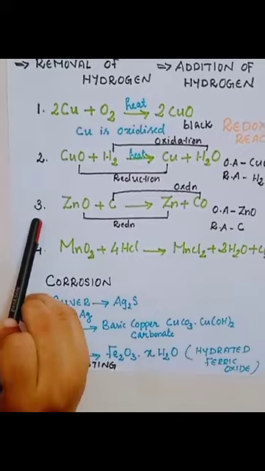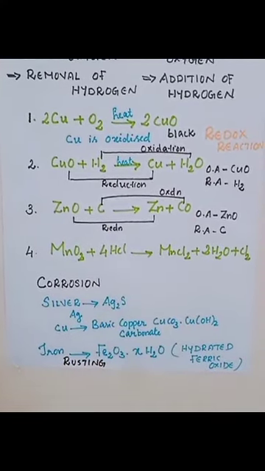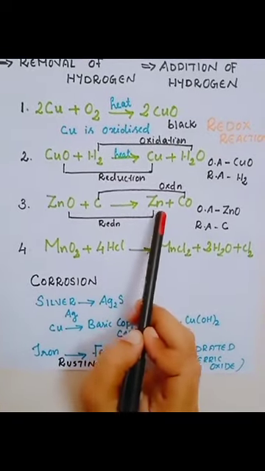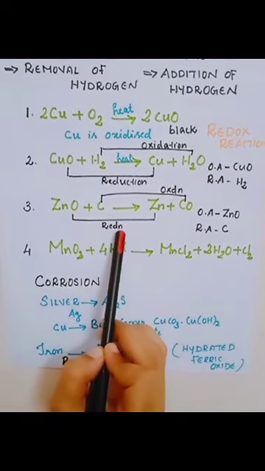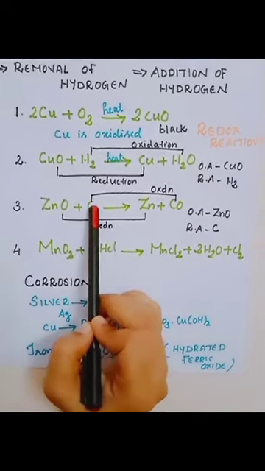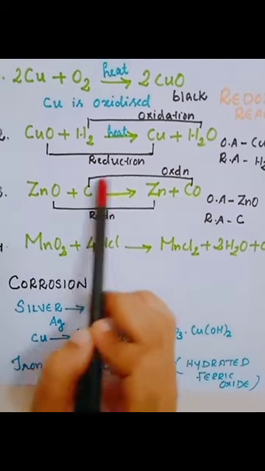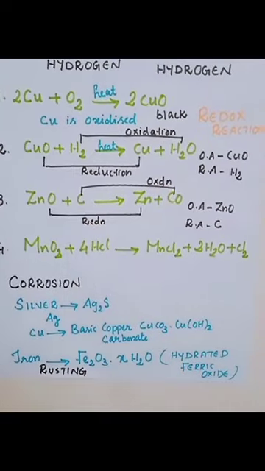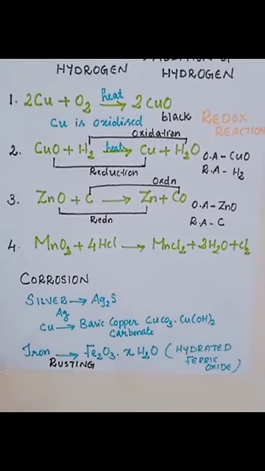Example 3. Zinc oxide combines with carbon to form zinc and carbon monoxide. Here also you can see zinc oxide changes to zinc. Oxygen is removed. The process is called a reduction. Carbon changes to carbon monoxide. That is, oxygen is added. The process is oxidation. So both oxidation and reduction take place simultaneously. Therefore, this is also an example for redox reaction.